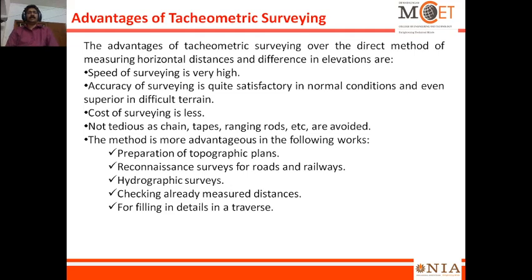So I repeat, the advantages of tachometric surveying over the direct method are: the speed of surveying is very high, the accuracy of surveying is quite satisfactory in normal conditions and even superior in difficult terrain. The cost of surveying is less, and it is not tedious as chain, tape, ranging rod, etc. are avoided. The method is more advantageous in the following work: preparation of topographic plan, reconnaissance survey of roads and railways, hydrographic survey, and checking already measured distances for filling in details in a traverse, right?